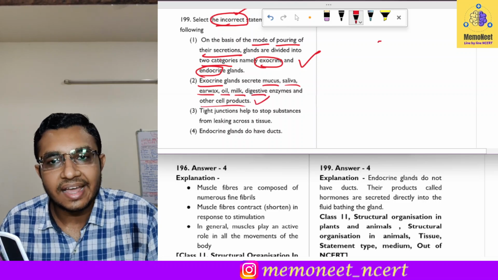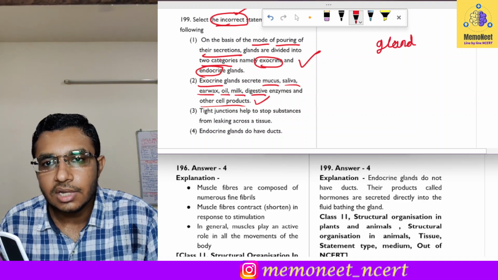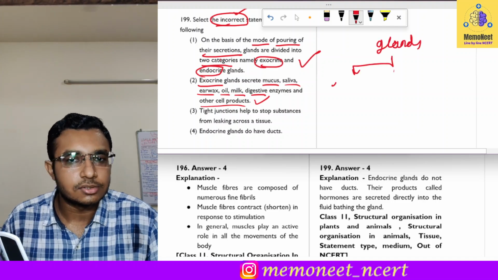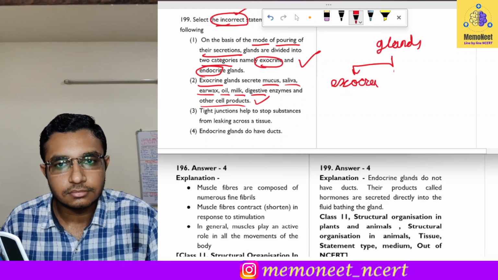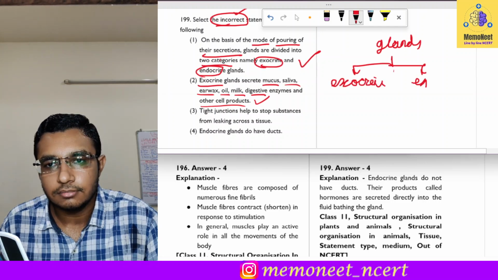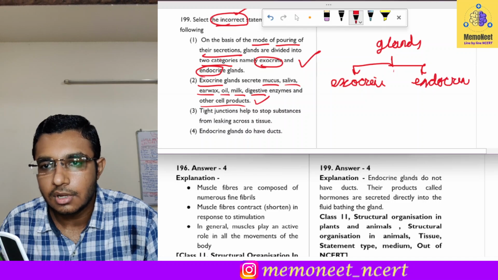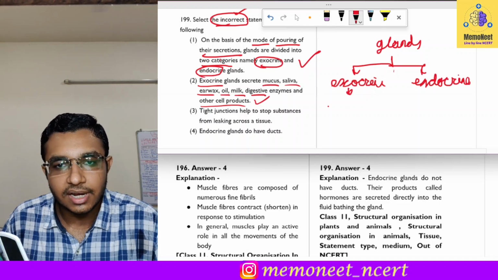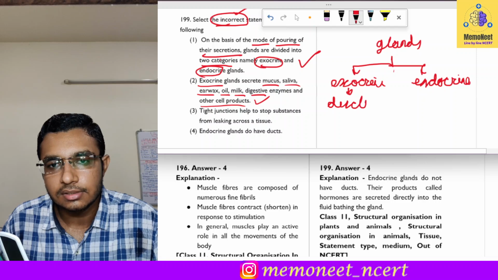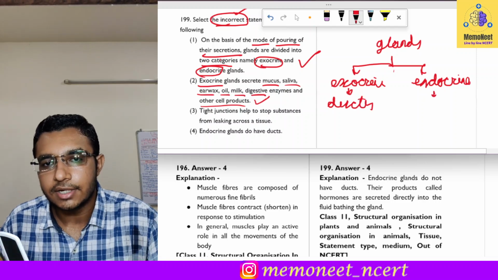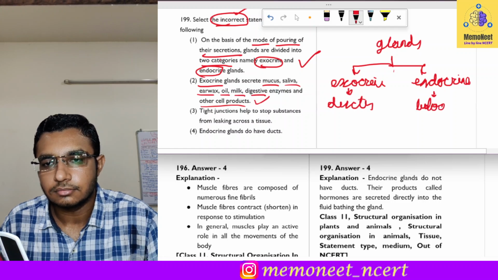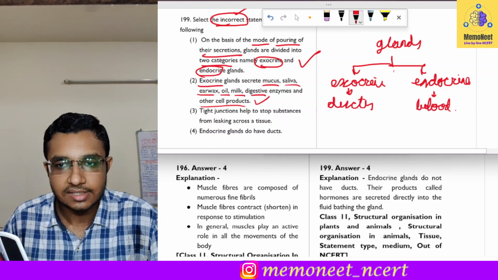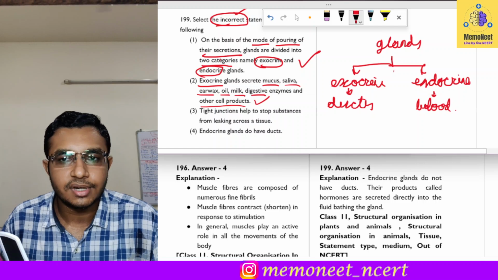Now see, glands can be divided into exocrine or endocrine on the basis of where they are pouring their secretions. The exocrine glands pour their secretion into the ducts, and the endocrine glands pour their secretion directly into the blood. So these are also called as ductless glands. So ducts are absent in endocrine glands.